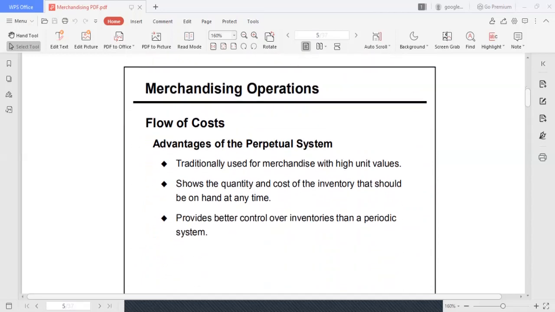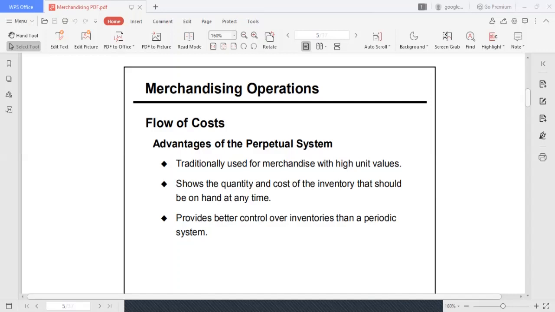What are the advantages of using the perpetual system? Of course, kapag high unit values yung pinag-uusapan natin, ibig sabihin, medyo mahal yung product na binibenta natin. As in the case, halimbawa, nagbebenta ka ng mga sasakyan. So dahil malaki naman ang kanyang value, most probably its turnover is slow. Ibig sabihin, hindi tayo agad-agad nakakabenta ng mga product na medyo malaki yung value kasi hindi madalas siya nabibili, kasi bibihira ang may capacity na bilhin siya. So the perpetual system is being traditionally used for merchandise with high unit values.